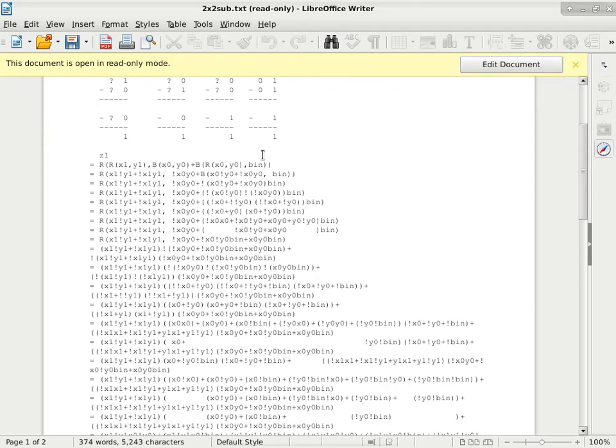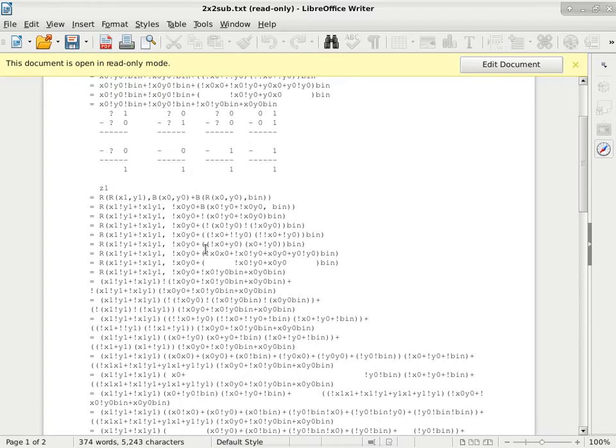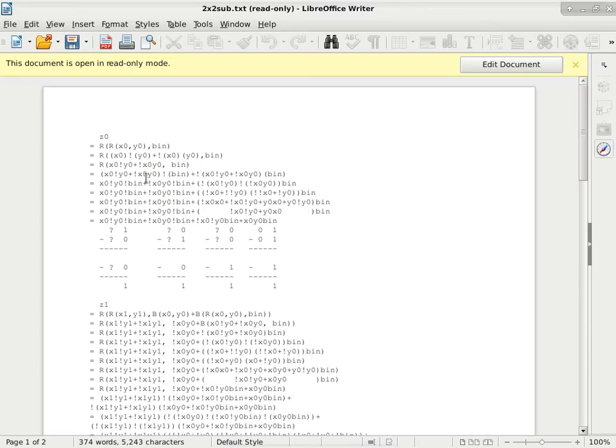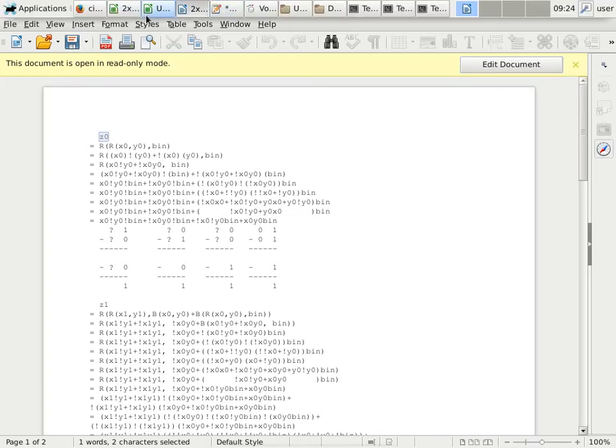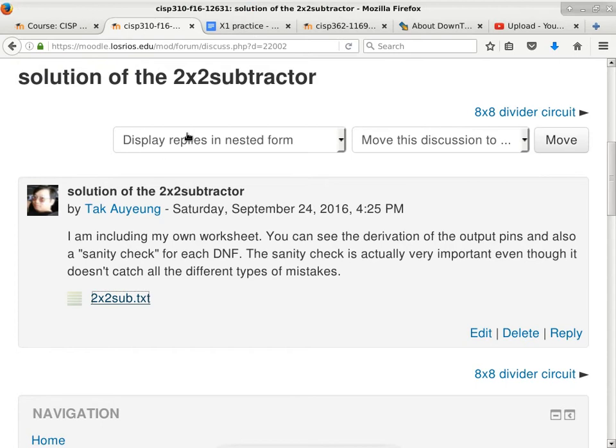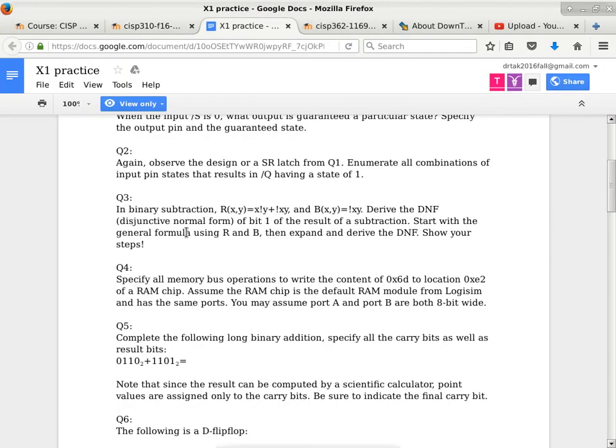So anyway, if you have not seen this, you should probably see it one more time. I think Z0 is a lot more reasonable as a test question because it is a little bit faster to derive. All right. So getting back to the practice questions, let's move on to the next one.